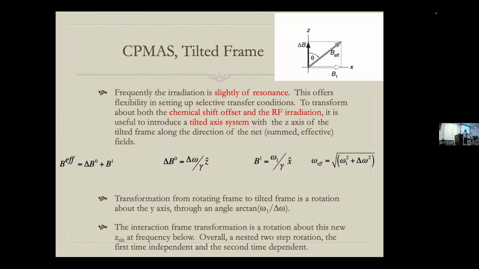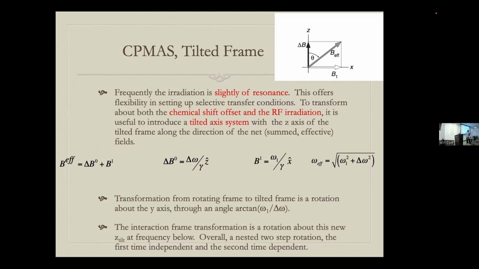Being off resonance leads to a lot of flexibility in setting up the transfer conditions, because remember that the effective field depends on both the offset and the actual field strength. So by going off resonance, you can kind of tune your field up or down. It's just another control that you have, and it turns out to be useful in a way that I'll mention in a second. I guess I don't have a slide, but I'll tell you at the board.